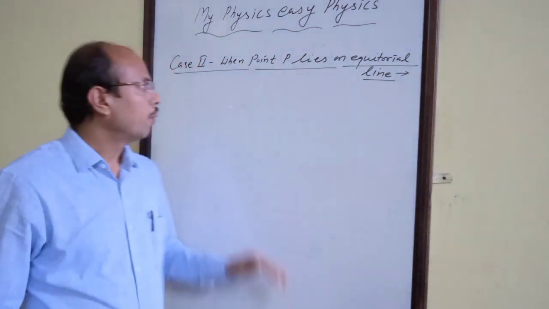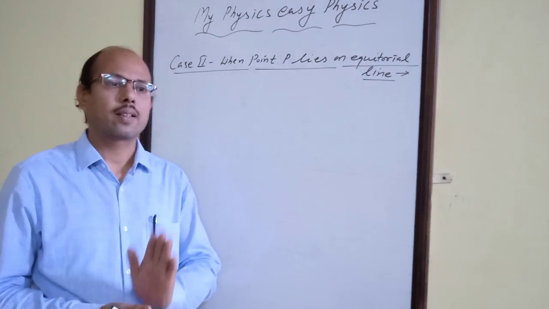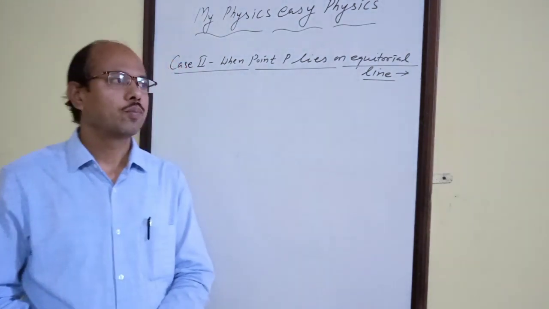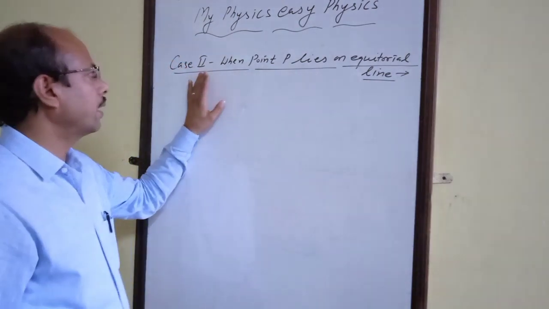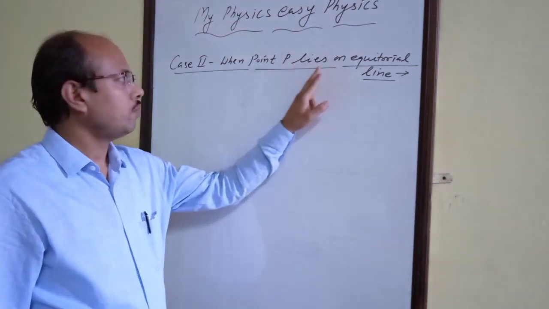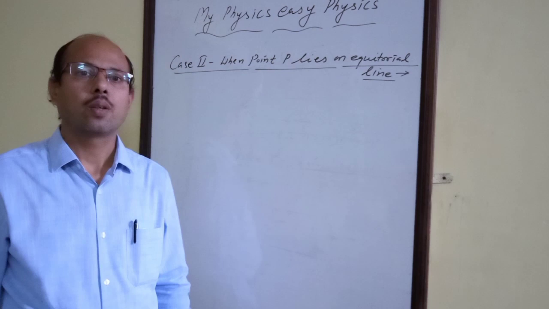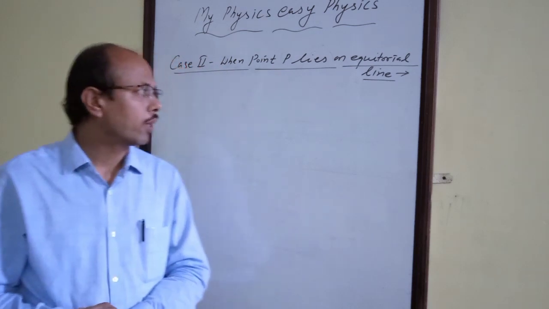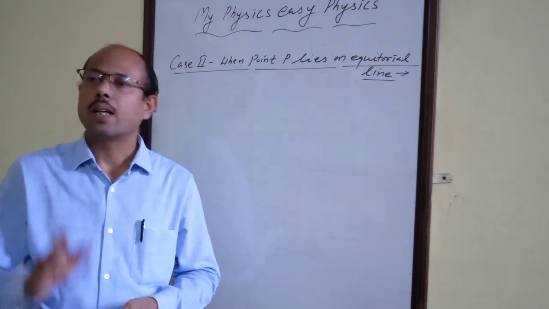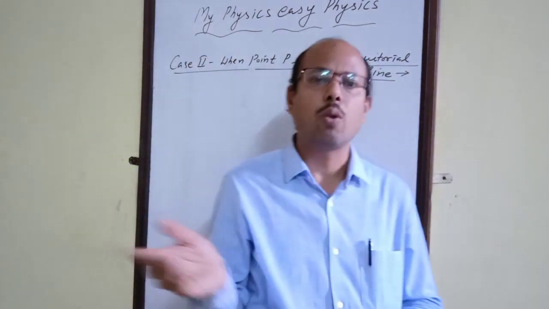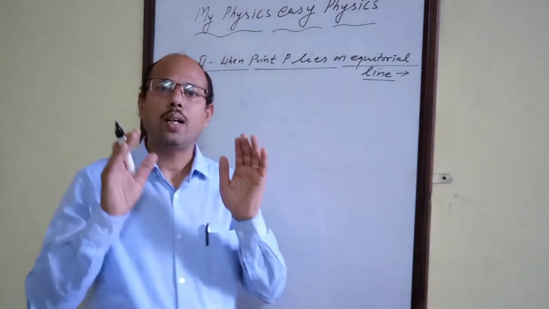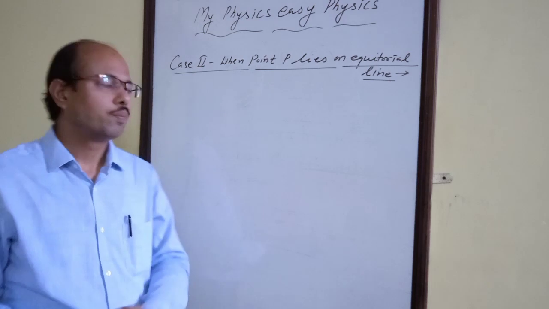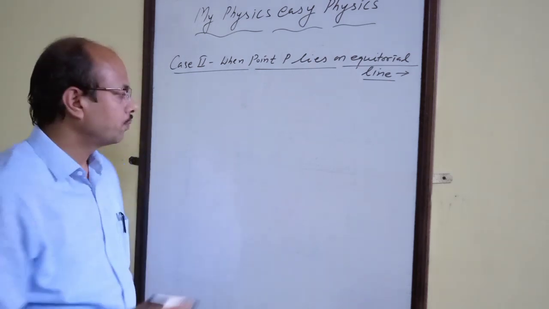Hello students, we have discussed the first case of electric field intensity due to an electric dipole on the axial line. Now we are discussing the second case, when point P lies on the equatorial line. As I mentioned in the previous topic, the equatorial line means a line perpendicular to the axis of the electric dipole and passing through the center of the dipole. That line is known as the equatorial line.